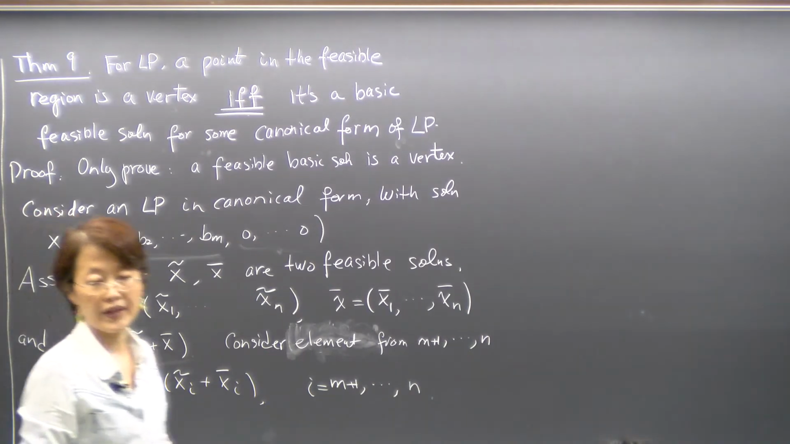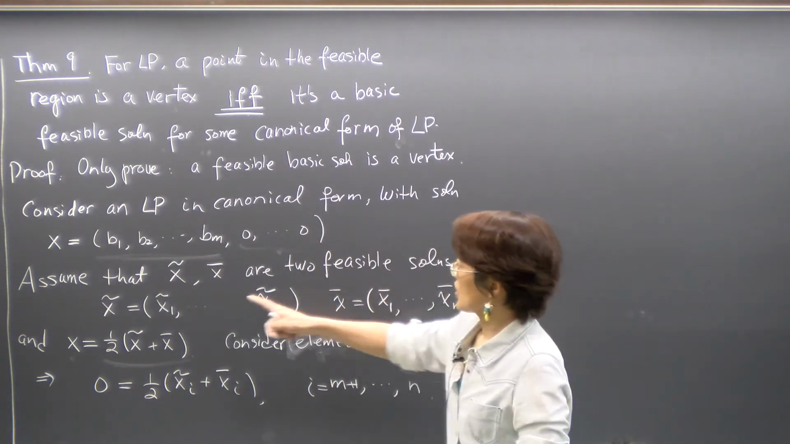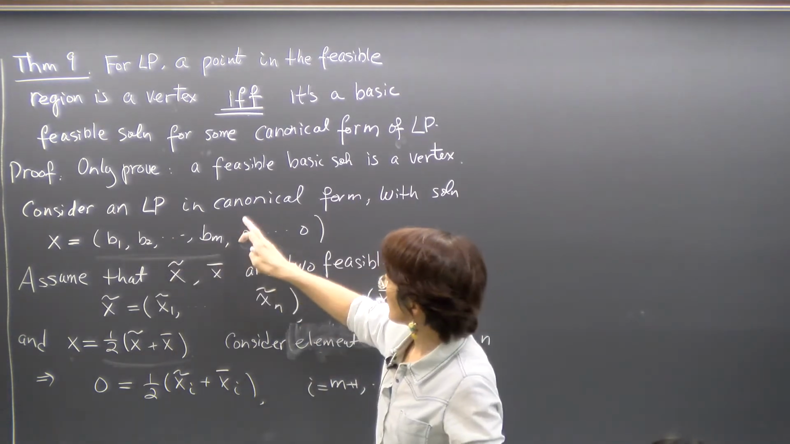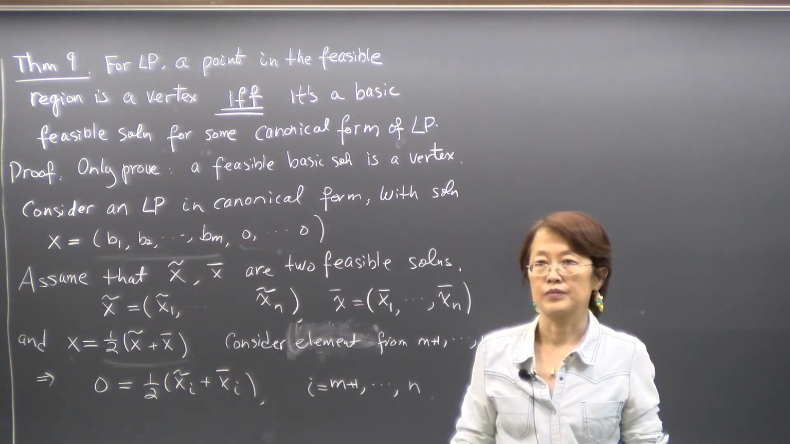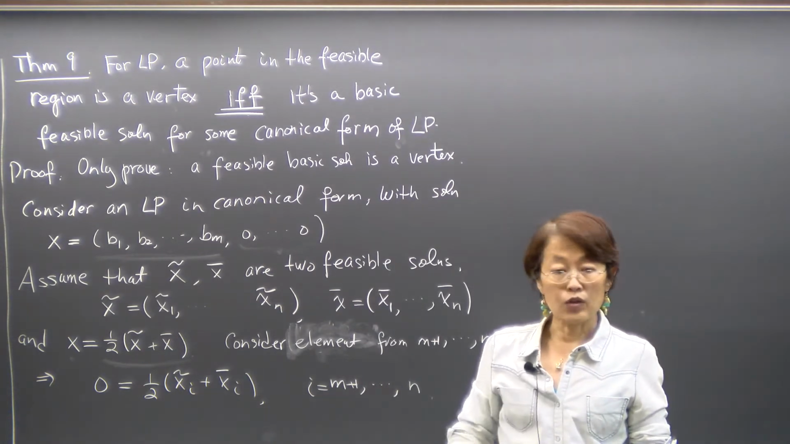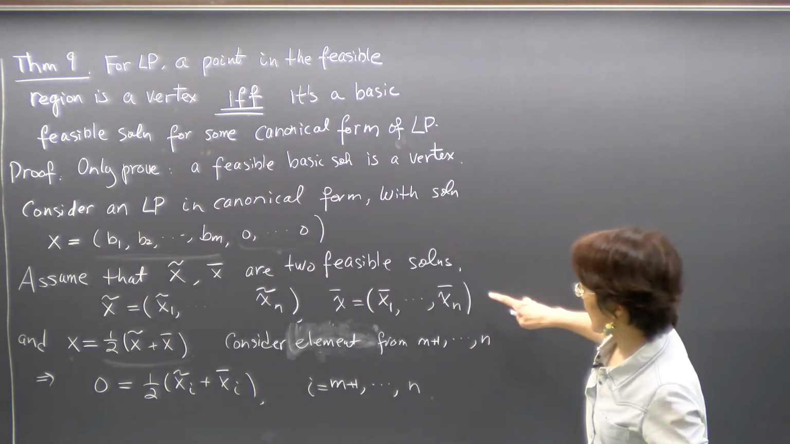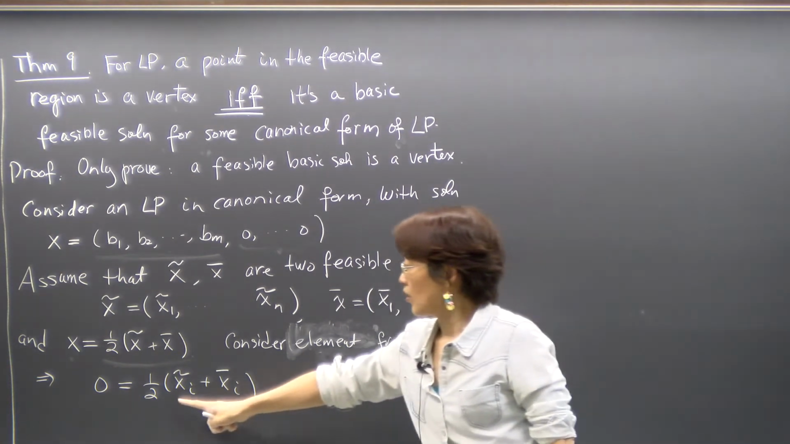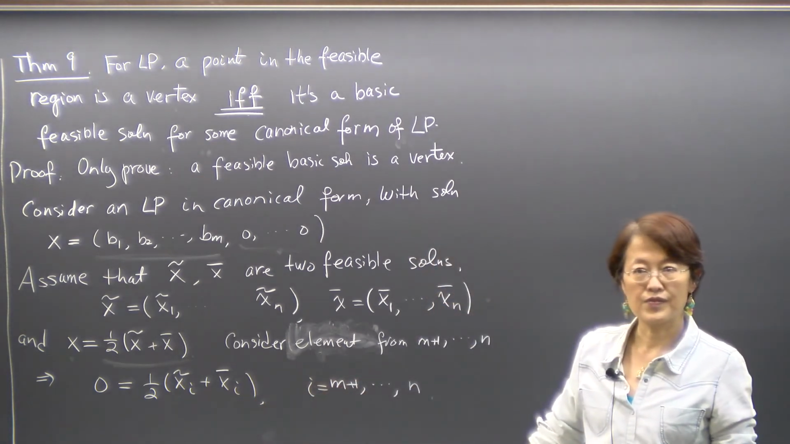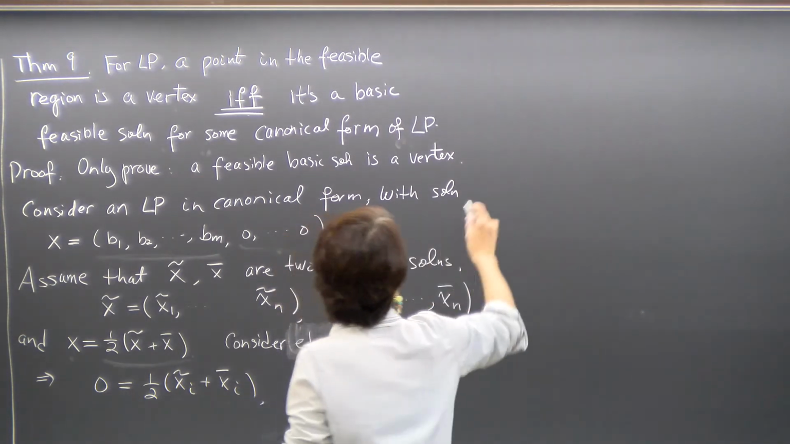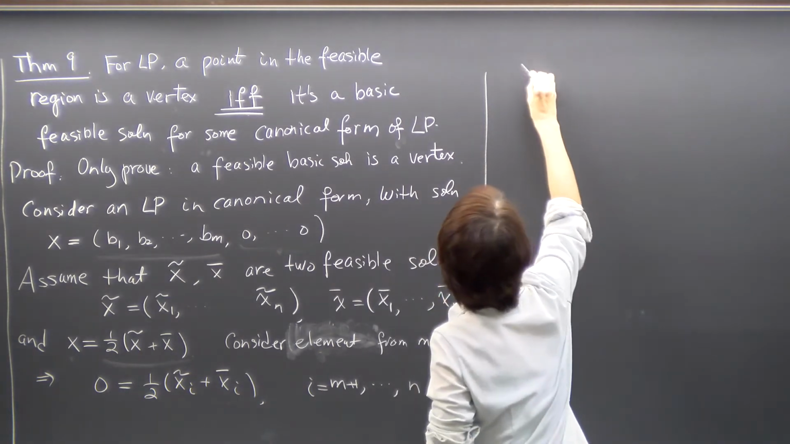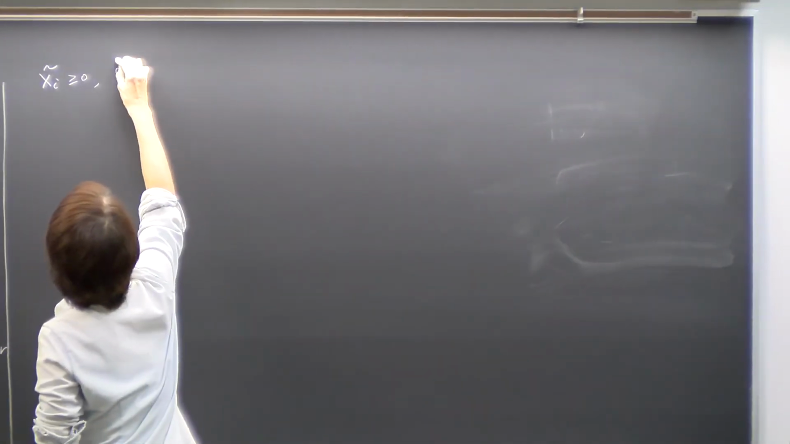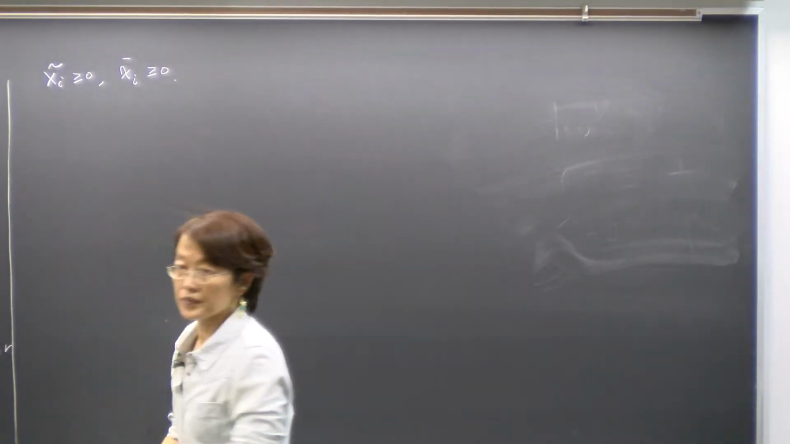That's just by the way I set it up, right? If this plus that half has all these as its element and this equals x, then those must be 0. Is that right? And also, we have a further assumption that these are feasible solutions. What does that mean? That means all these are non-negative. Is that right? So we also have xi tilde bigger than or equal to 0, xi bar bigger than or equal to 0.